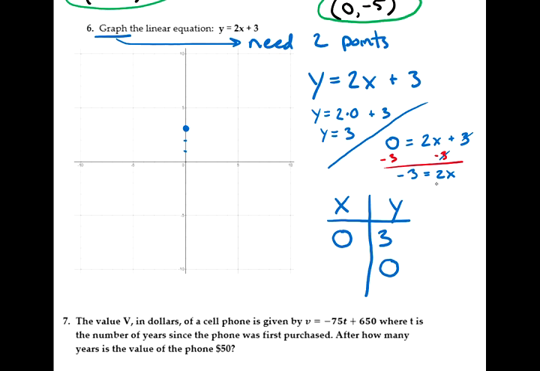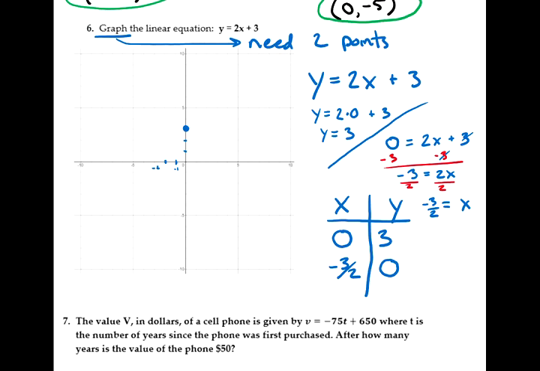And then we can divide both sides by 2. So that will give us x on the right-hand side and negative 3 divided by 2 on the left. So when y is equal to 0, and we solve for x, we get x is equal to negative 3 over 2, or that's about negative 1.5. So here's negative 1 on the x-axis. Here's negative 2 on the x-axis.